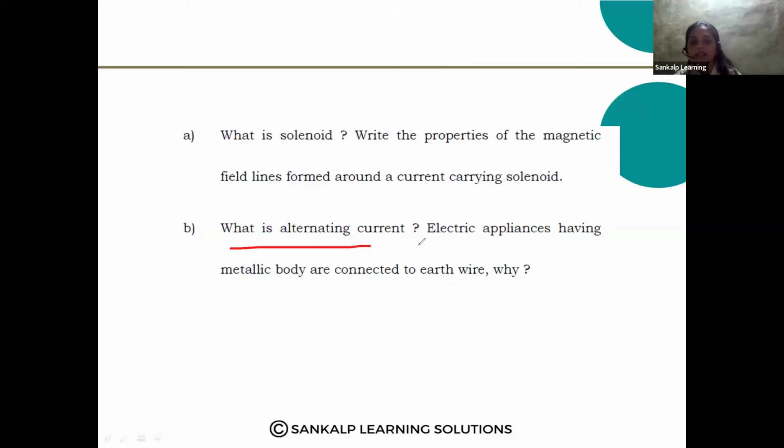So what is alternate current? Electric appliances having the metallic body are connected to the earth wire. Why? Here, alternate current, that topic is not there, so we can just go for the next question.